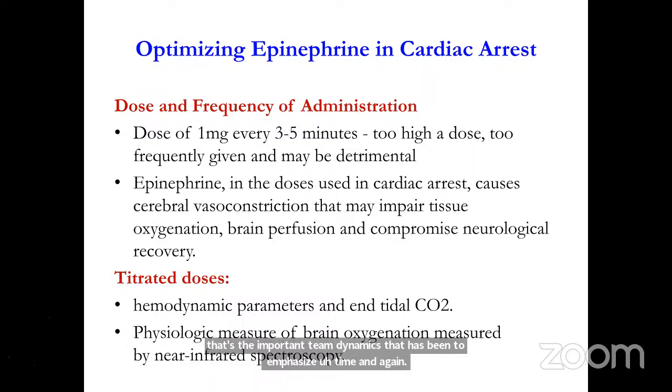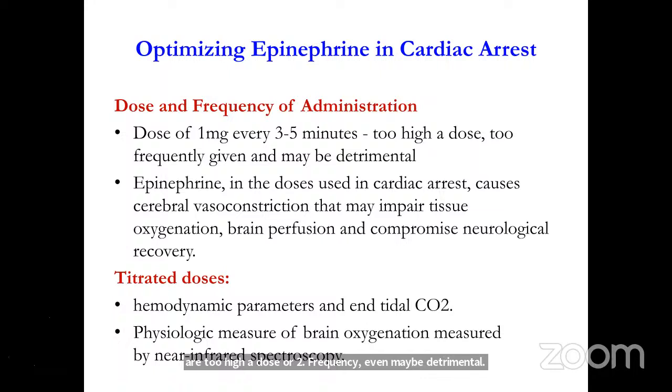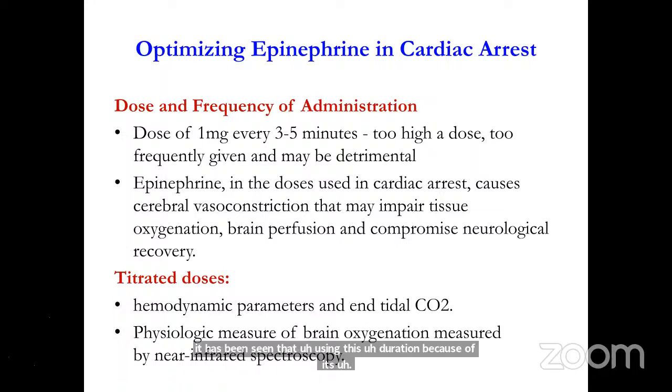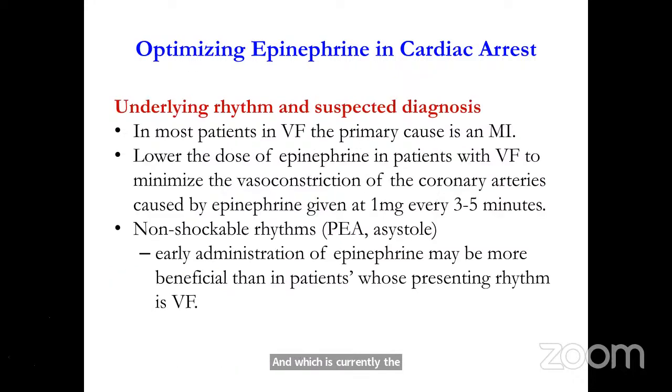The frequency has to be repeated every 3 to 5 minutes. Too high a dose, or given too frequently, may be detrimental for patients' perfusion. And it has been seen that using this duration, because of its half-life, is found to be the most optimal one. But once the patient has been resuscitated, if you are using it as an infusion, you definitely should titrate it as per the patient response, which is primarily the hemodynamic parameters and the end-tidal carbon dioxide.